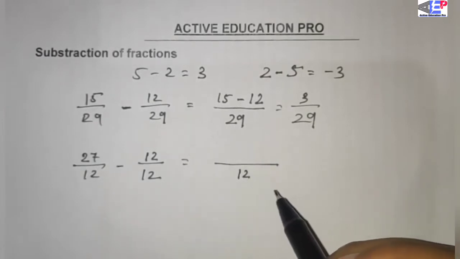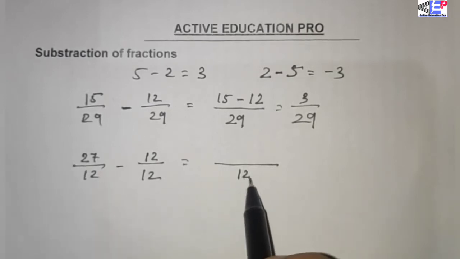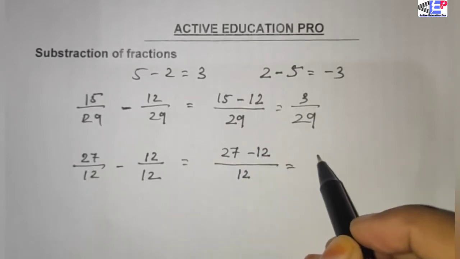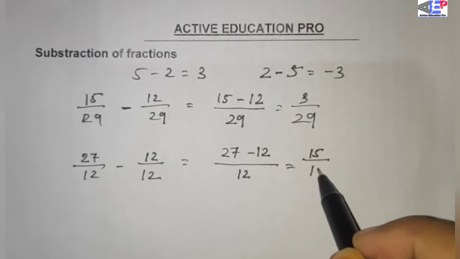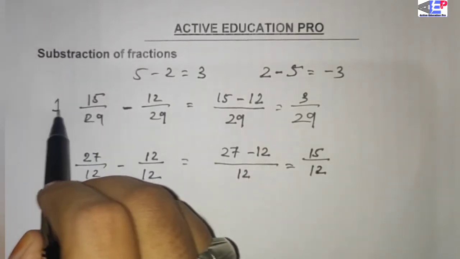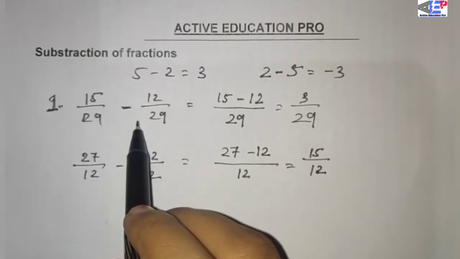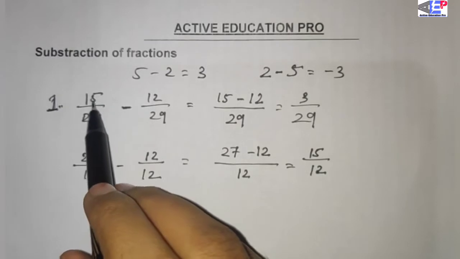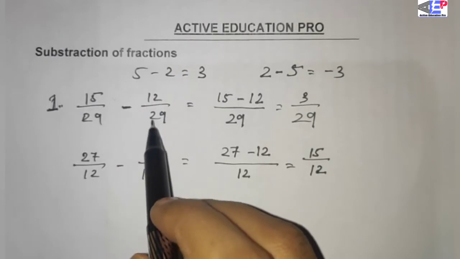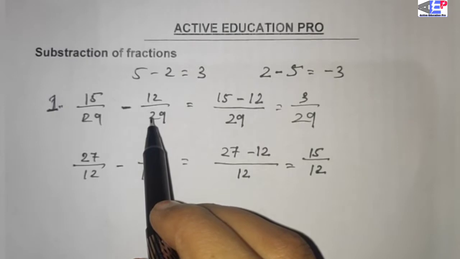This is 12. Because these have the same denominator, 12, they are like fractions. So write 12, and then 27 minus 12 is 15 by 12. Your answer is 15 by 12. Look here, in the first example, question number 1, both the fractions are like fractions and also proper fractions, meaning the numerator is smaller than the denominator. 15 is smaller than 29, and 12 is smaller than 29. Both are like fractions and both are proper fractions.